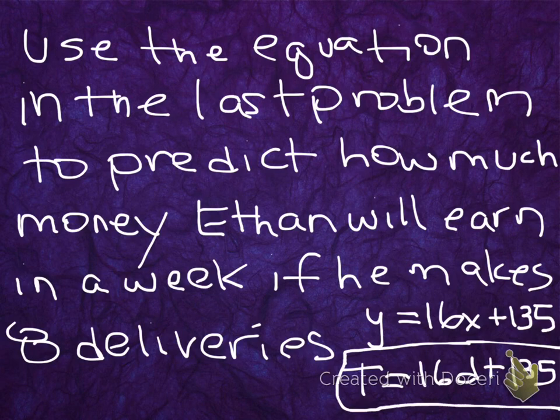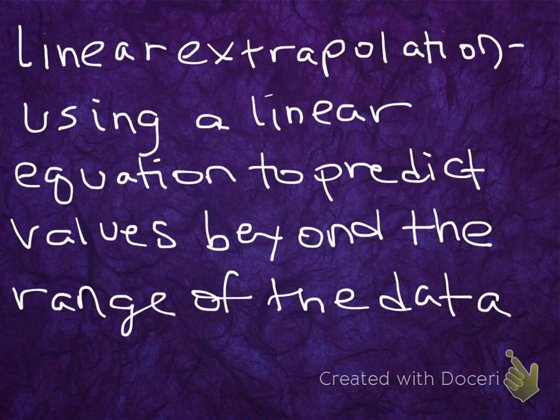And then here it says use the equation to predict how much money Ethan will earn in a week if he makes 8 deliveries. We're just going to put in 8 for d. And this is called linear extrapolation, when you're using the equation to predict values that are not necessarily in the data.